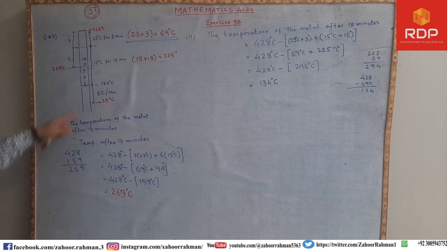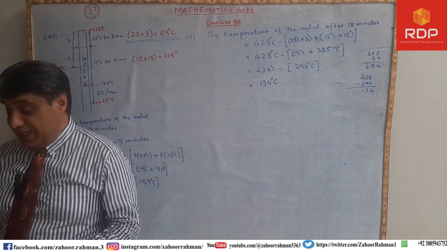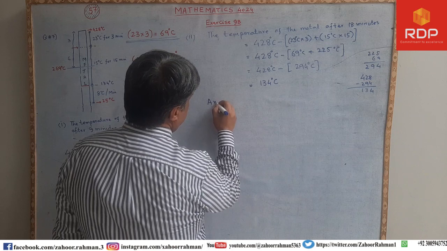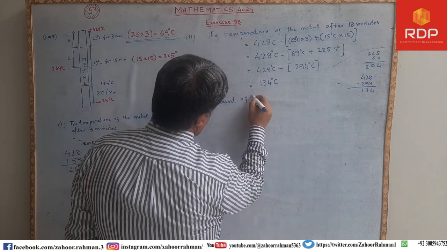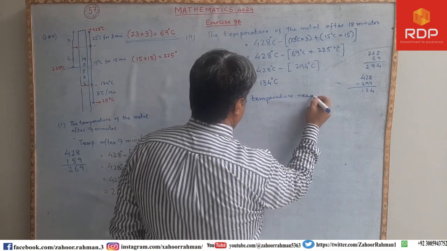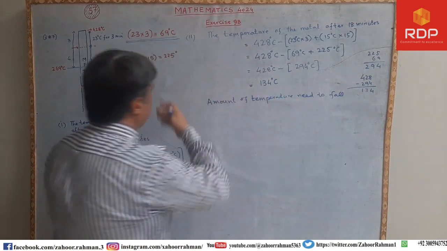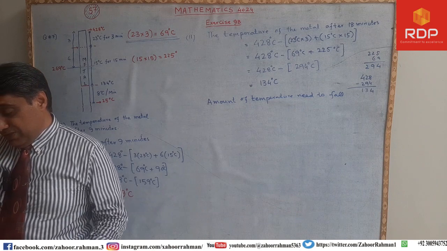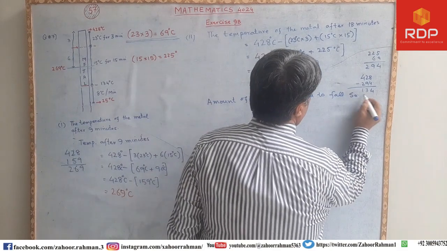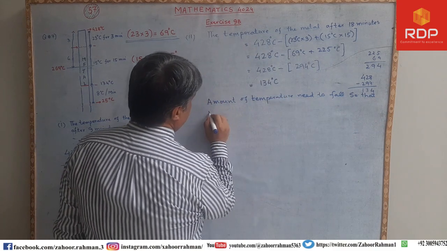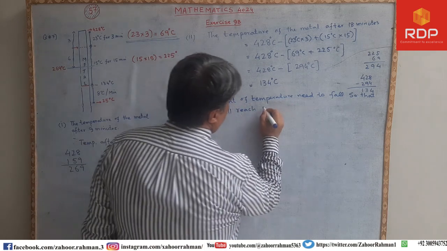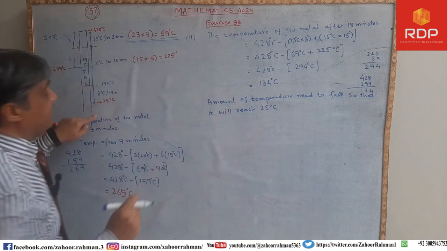Now we have to find this one, 25. So we have to write the amount of temperature needed for the metal to fall to this 25 degrees Celsius, to fall so that it will reach 25 degrees Celsius.